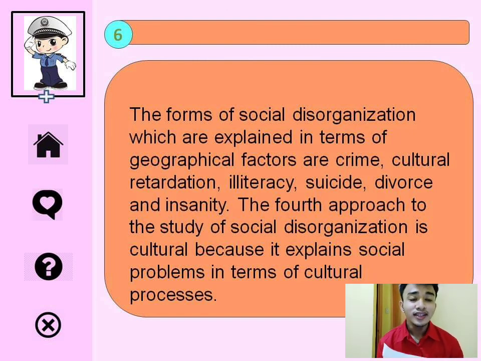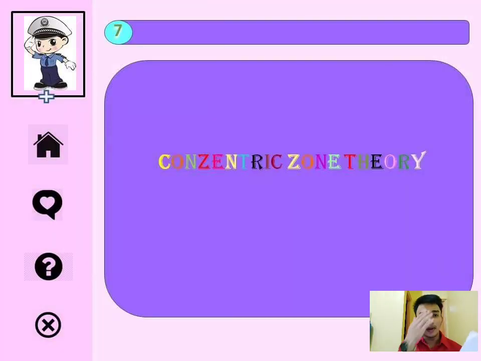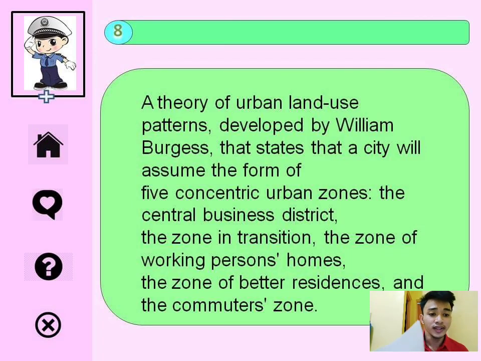Let's move on to the concentric zone theory. So, our first topic, the social disorganization theory, was already done. Let's move on to the next topic, the concentric zone theory. What puts on your mind first when you hear the concentric zone theory? Anyone? Okay. Concentric zone theory is a theory of urban land use patterns developed by Ernest Burgess. It states that a city will assume the form of 5 concentric urban zones: the central business district, the zone in transition, the zone of working persons' homes, the zone of better residences, and the commuters zone. What is the meaning of these slides?